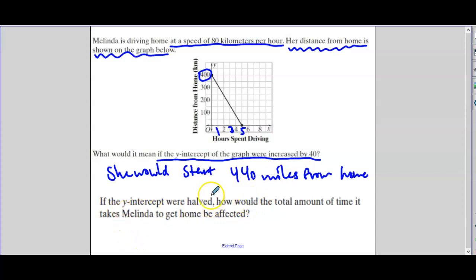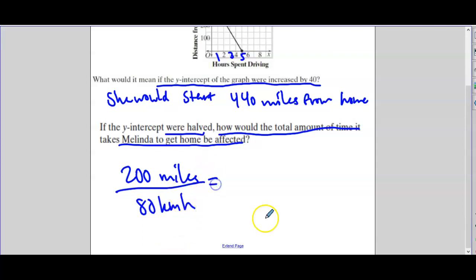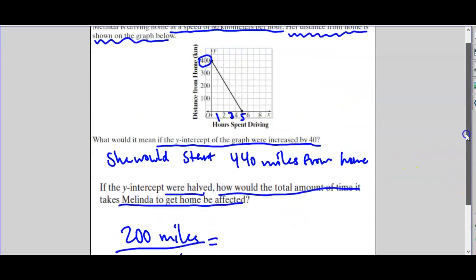It says, if the y-intercept were halved, how would the total amount of time it takes Melinda to get home be affected? Well, if I cut that in half, if it's 200 miles from home, and she's going 80 kilometers per hour, how would that change her overall time to get home?